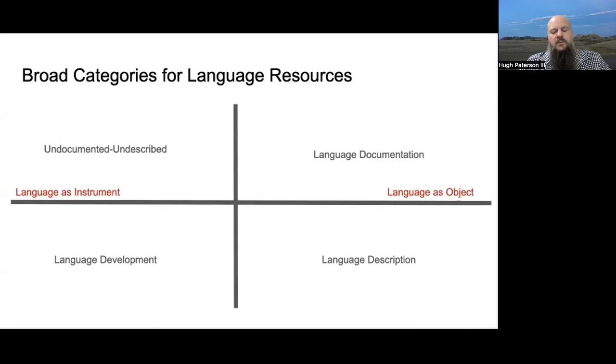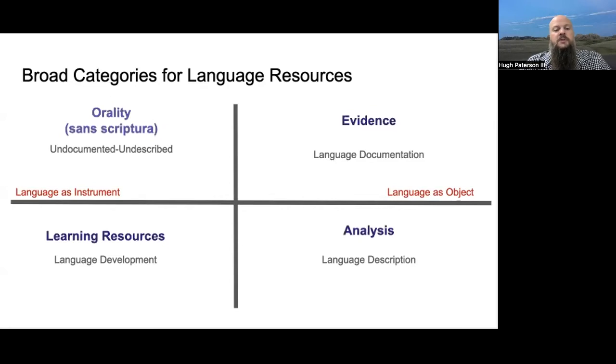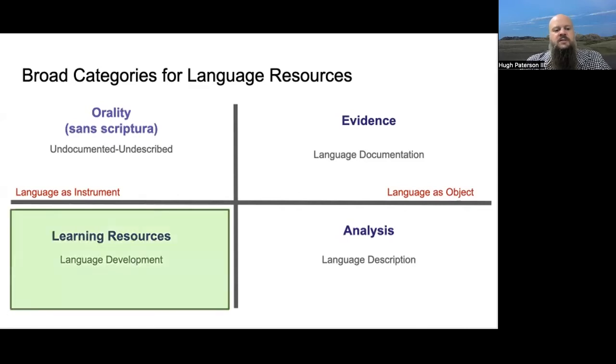We could look at the right-hand side of the chart there as language as object. In these cases, researchers or participants are looking at the materials produced, where they're producing materials, but they're looking at the language as an object. Where on the left-hand side, maybe objects exist, artifacts of effort or creative works exist, but they are produced as a language, and their view is language as instrument. So on the right-hand side, we might have evidence and analysis, whereas on the left-hand side, we might have orality and learning resources. So it's in this context of learning resources and language development that today's talk is situated, right?